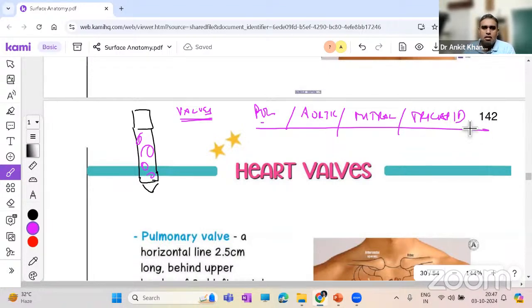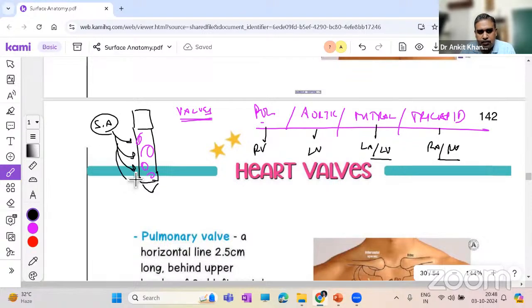Just for some of you, just brushing through, the pulmonary valve is the outflow of the right ventricle. The aortic valve is the outflow of the left ventricle. Mitral is between the left atrium and left ventricle. Tricuspid is between the right atrium and right ventricle. And all these 4 valves, their location, their surface anatomy is behind the sternum.